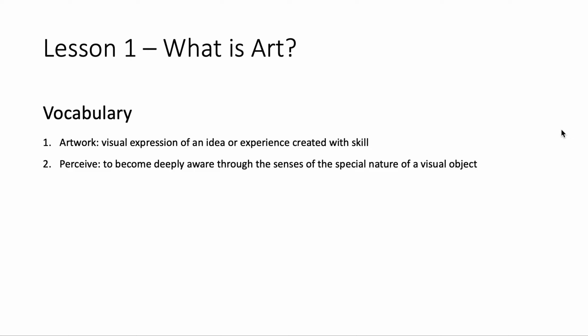And then to perceive, right? If we perceive something, we are aware of it. We understand it. We can see it. We can talk about it. So we become deeply aware through our senses, sight, sound, smell, those kind of things, of the special nature of a visual object.